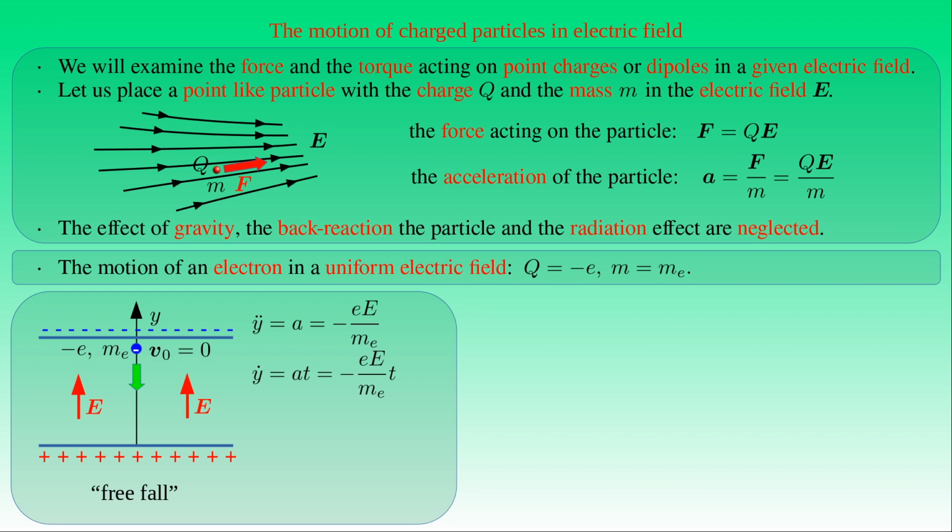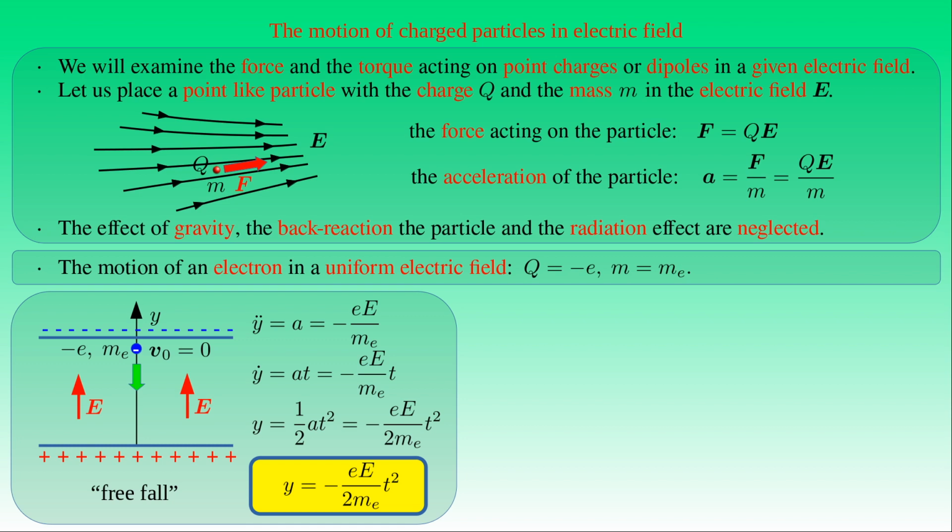If we integrate this equation, we can write the distance y covered by the moving electron as a times t squared over 2, which is equal to minus small e times capital E over 2 m_e, times t squared. Since the charge and the mass of an electron are given, the covered distance y, the velocity v, and the acceleration a of the electron in the uniform electric field depend solely on the constant magnitude E of the field strength.